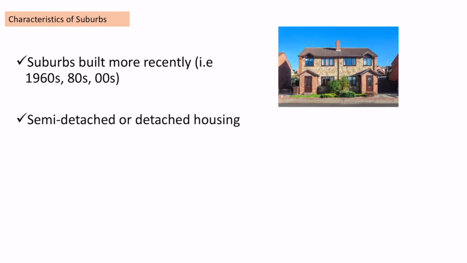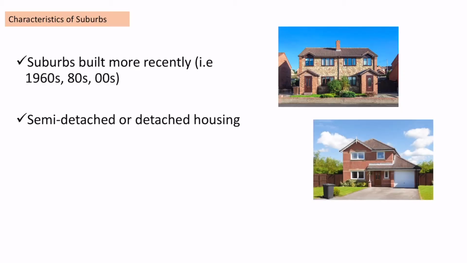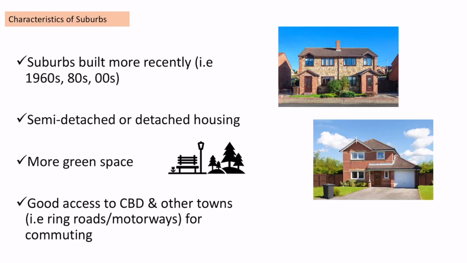Semi-detached means it's detached on one side, and we've got an example there of a suburban house that's semi-detached, while detached means it's completely detached from anything else. So this shows us that there is more space, more green area in between, and because the suburbs are further out from the inner cities, they still have good access to the CBD and other towns because of largely ring roads and motorways. As technology has improved and more people have got cars, they can live further out with a bit more space and still access the CBD or other places through commuting.